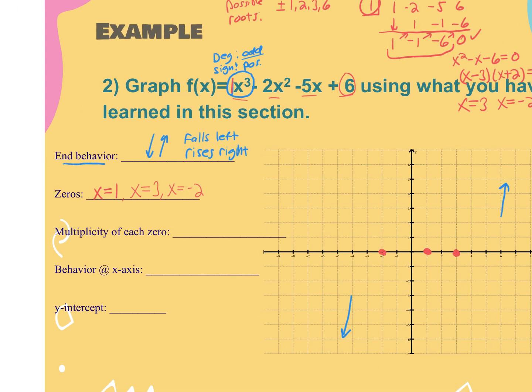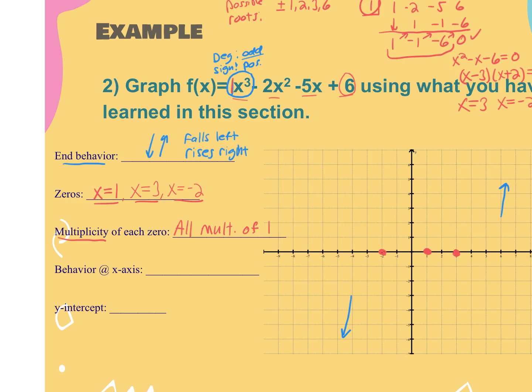So now let's try to find the multiplicity of each zero. Again, multiplicity just means the number of times each solution occurs. And in this case, we have 3 answers and we got all of them once. So I'm gonna say they all have a multiplicity of 1, right?